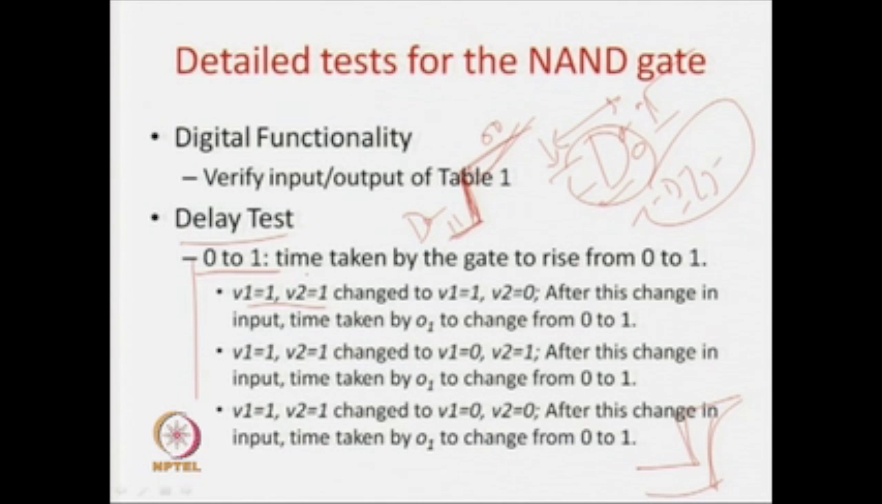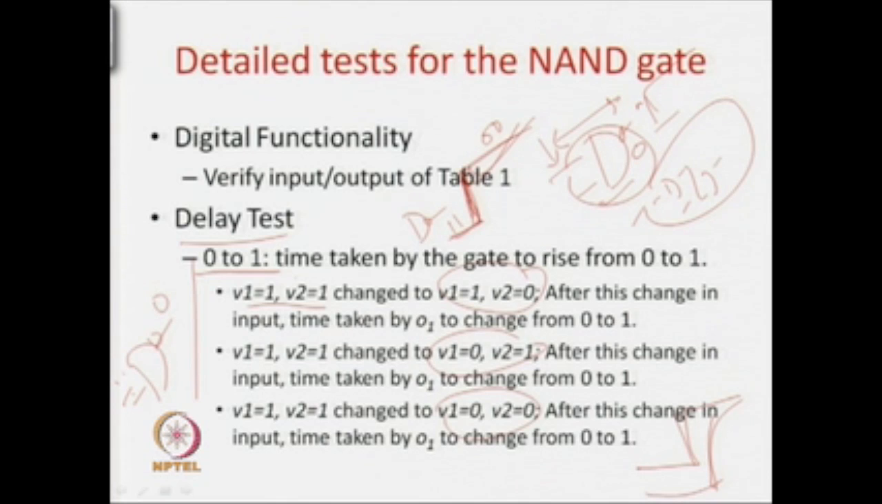Now, you have to find out what is the time required to change the output from 1 to 0, sorry, from 0 to 1. In a NAND gate, the output can be 0 only if V1 is equal to 1 and V2 equal to 1, but the output can be 1 in the case of a NAND gate in 3 cases: V1 1, V2 0; V1 0, V2 1; and both are 0. So, now in this NAND gate, exhaustively you have to keep 1 1 here and then it will be 0.